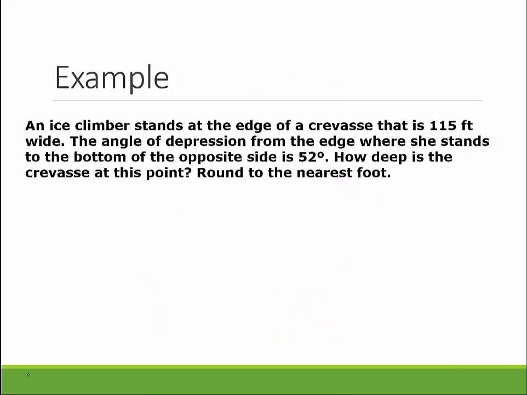Let's try another one. An ice climber stands at the edge of a crevice that is 115 feet wide. The angle of depression from the edge where she stands to the bottom of the opposite side is 52 degrees. How deep is the crevice at this point? Round to the nearest foot.